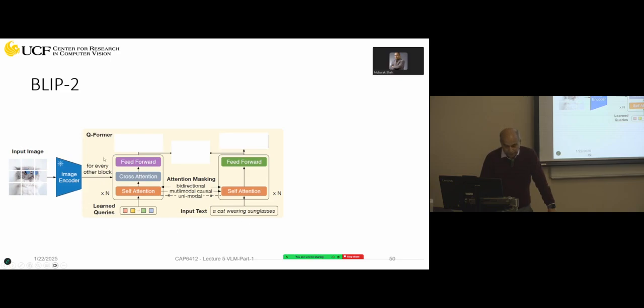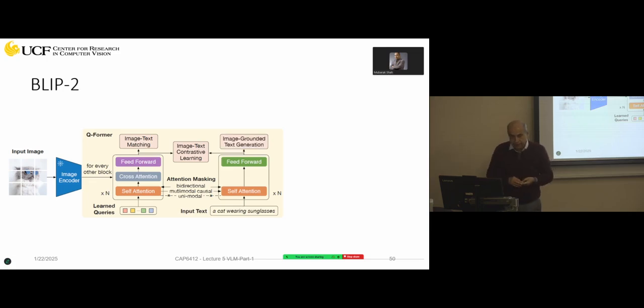So this is for the image, and here is the text. Self-attention, then feed forward. Now if you fill in the blanks, the first will be image-text matching. You have an image with corresponding text, we say 1, if not, 0, simple. Then this is image-text contrastive learning, the CLIP loss. And this one is image-grounded text generation. Based on that, we generate text, like captions. So these are the three losses they are using.